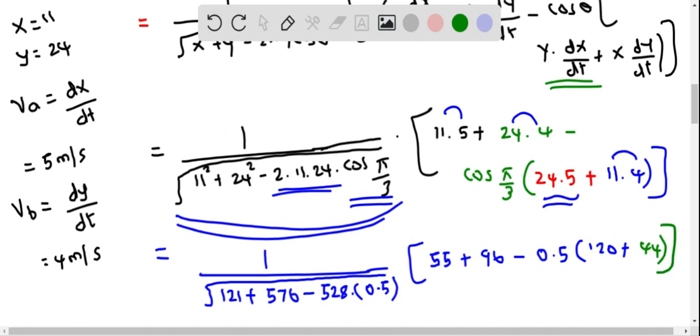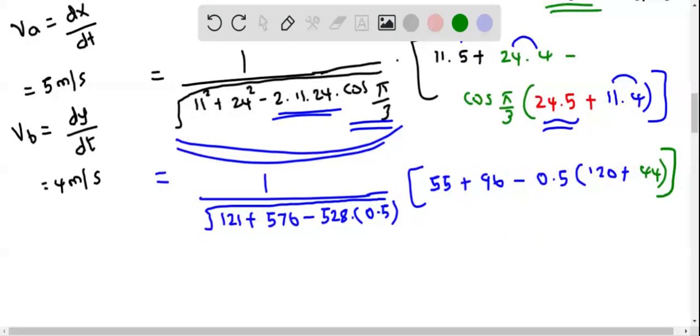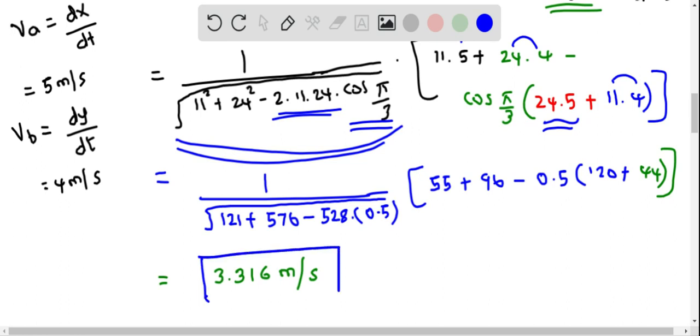So now it's easy to calculate. So we can in fact put this into the calculator, and when we do that we get approximately 3.316 meters per second. Since this is the rate of the distance, we write down this unit as meter per second. So this is the rate at which the distance between Matthew and Jessica is changing.